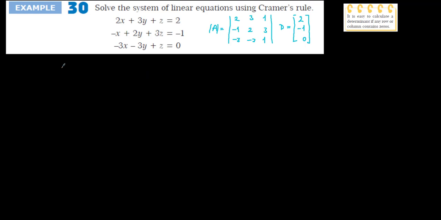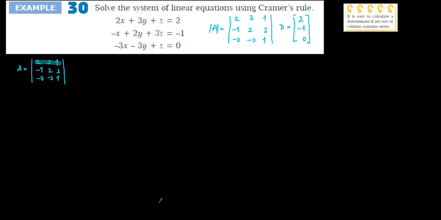Firstly I have to calculate A, then AX, and then we are going to continue here. First I'm going to calculate A. A is equal to, I'm rewriting the matrix here, 2, 3, 1, minus 1, 2, 3, minus 3, 1. Then I have to choose one row, and I'm going to choose the first row here.